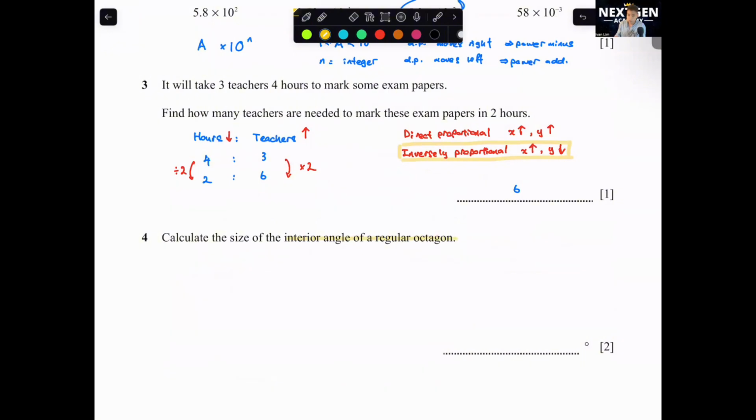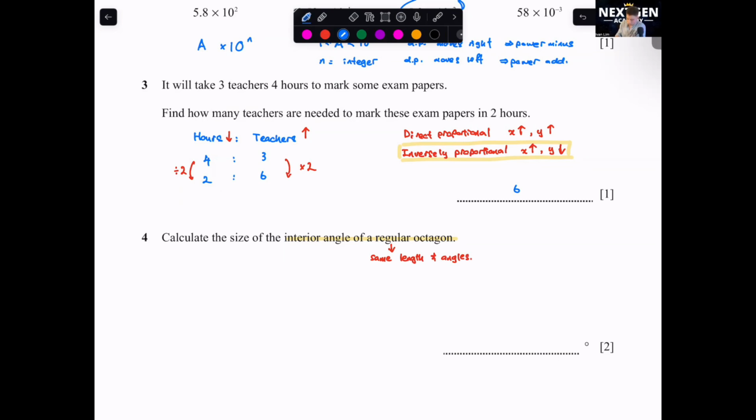Okay, this formula you have to memorize. Interior angle of any regular polygon. The meaning of regular means they have the same length and angles. Okay, that means your entire shape is all the same.